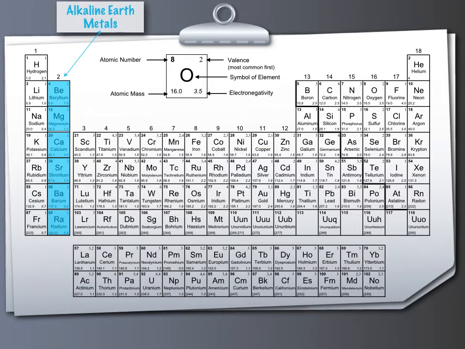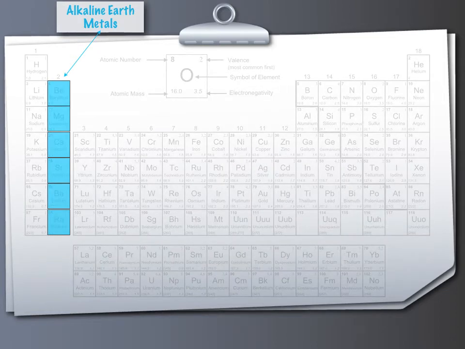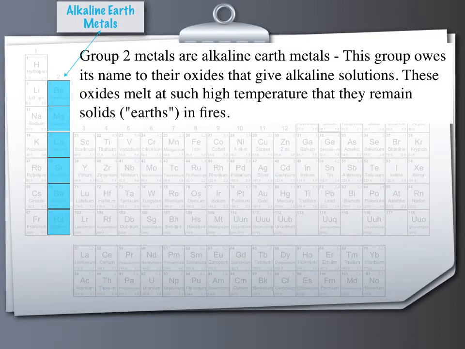Alkaline earth metals are the group 2 metals, beryllium, magnesium, down to radium. They get their name because their oxides give alkaline solutions. So calcium oxide dissolved in water gives an alkaline solution of calcium hydroxide. Same thing with magnesium oxide. These oxides also melt at a very high temperature, so they remain solids. That's why they were called earths, because once they're oxidized, they don't burn in fires. So basically at that point, they would be ash.